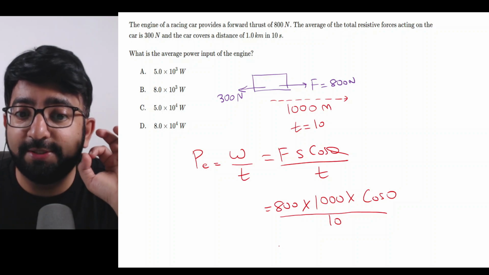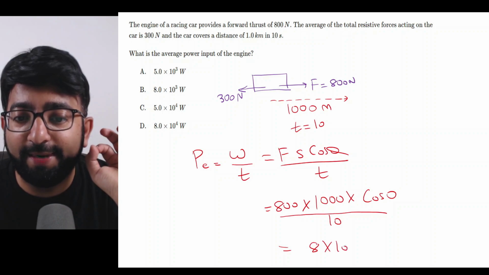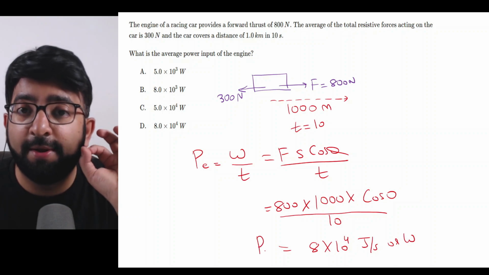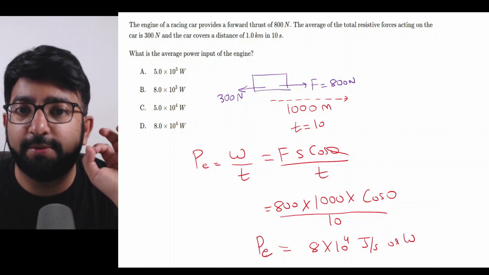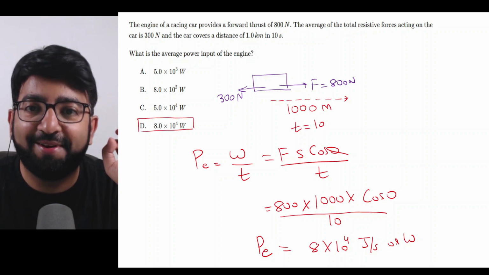And that's it. Now, if we simplify this, we are going to get 8 multiplied by 10 to the power 4 joules per second or watts as the answer. So this is the power which is generated by the engine. And if we look at the options, it is option D, which is the correct answer.